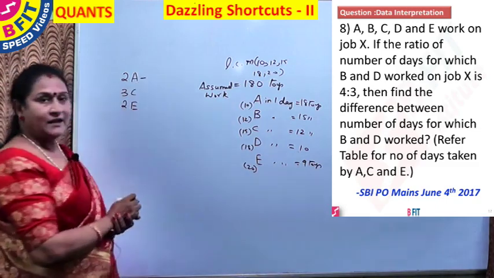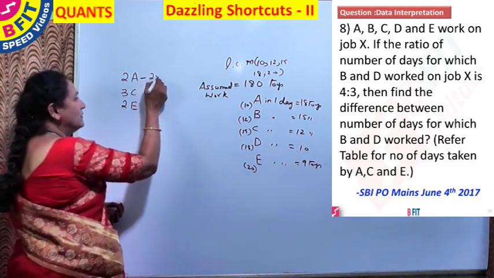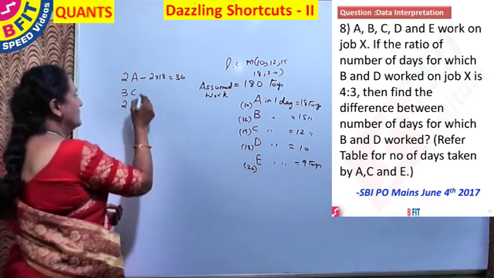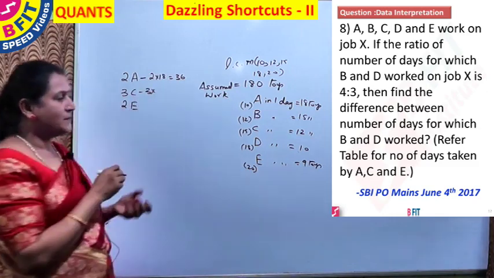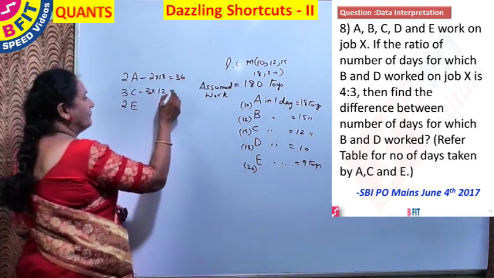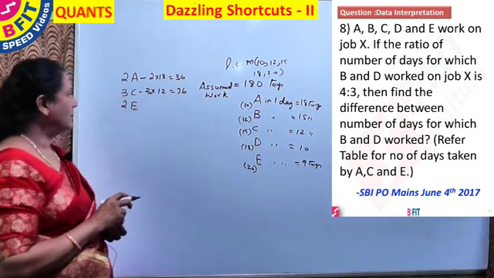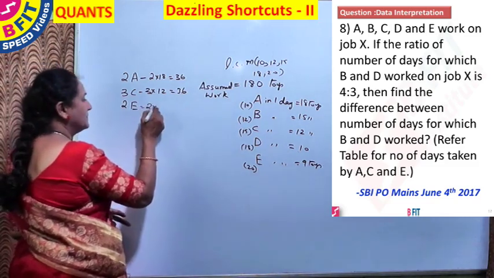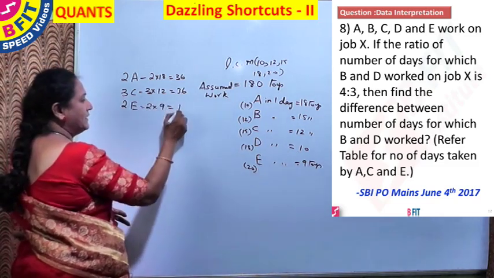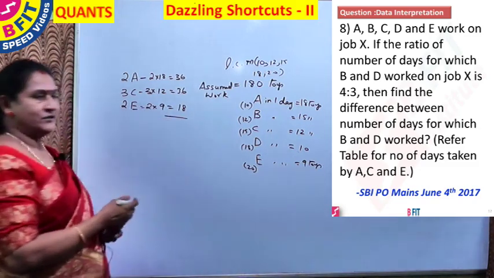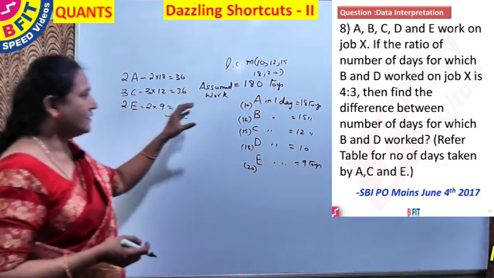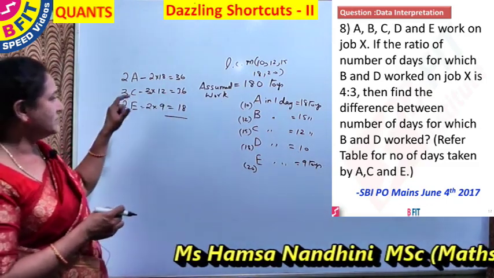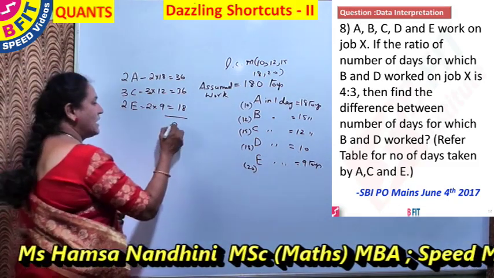So one day A can make 18 toys. So 18 into 2, 36 toys. C can make 12 per day, so in 3 days, 36. E has worked for 2 days, per day 9, that is 18. Now adding all this. For our convenience we are converting time to work, so we can add the work done. So adding all, 36 plus 36 plus 18, so they have made 90 toys.